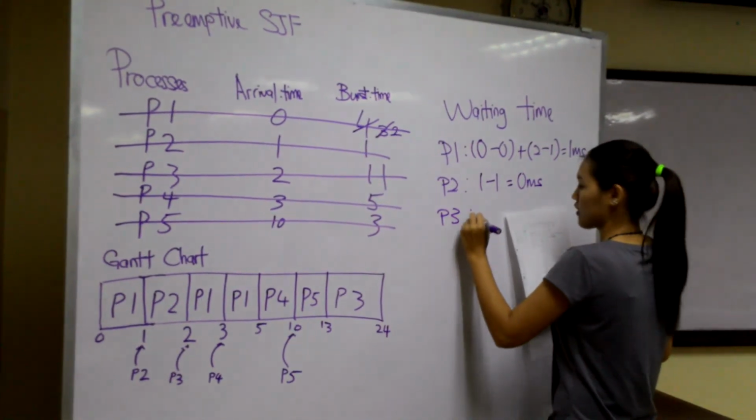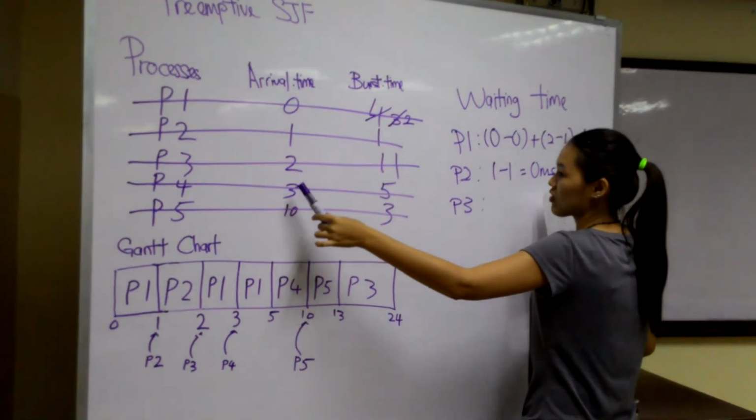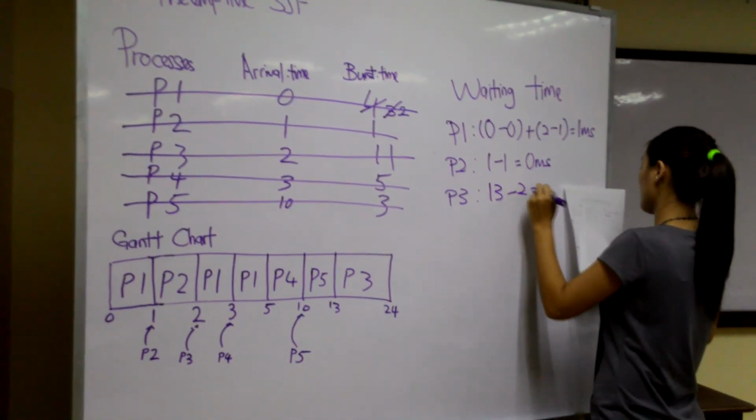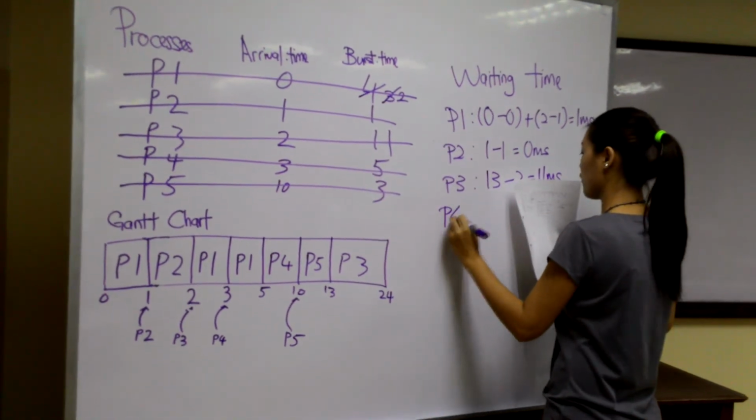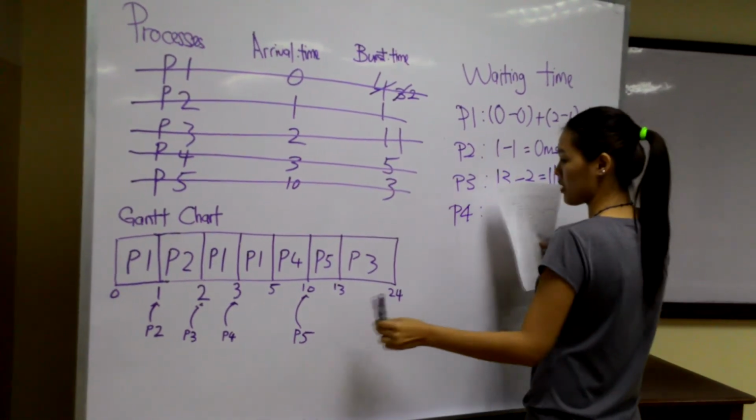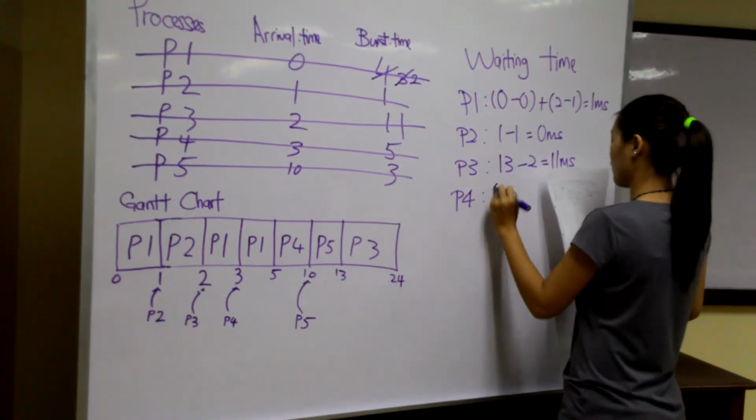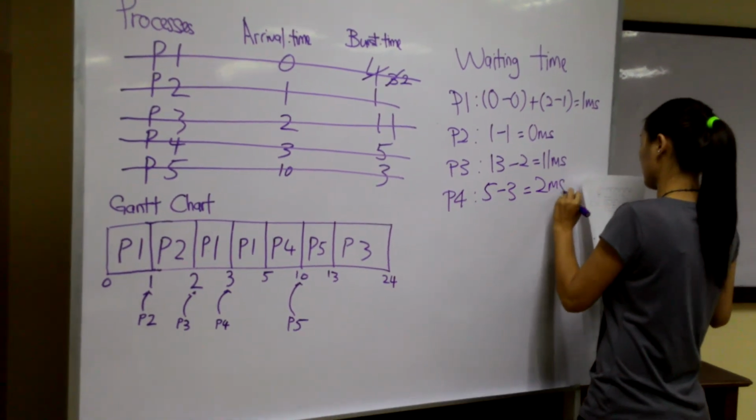P3 starting point is 13, arrival time is 2. So waiting 11 milliseconds. P4 starting time is 5, arrival time is 3. 5 minus 3, waiting time is 2 milliseconds.